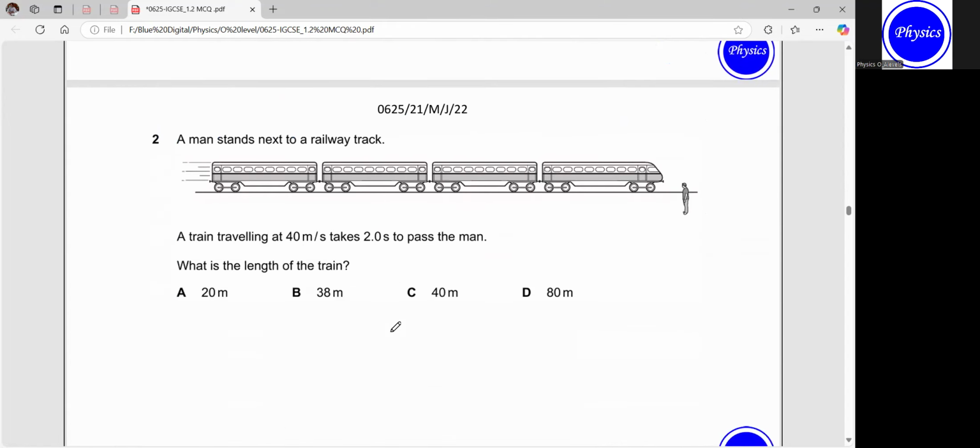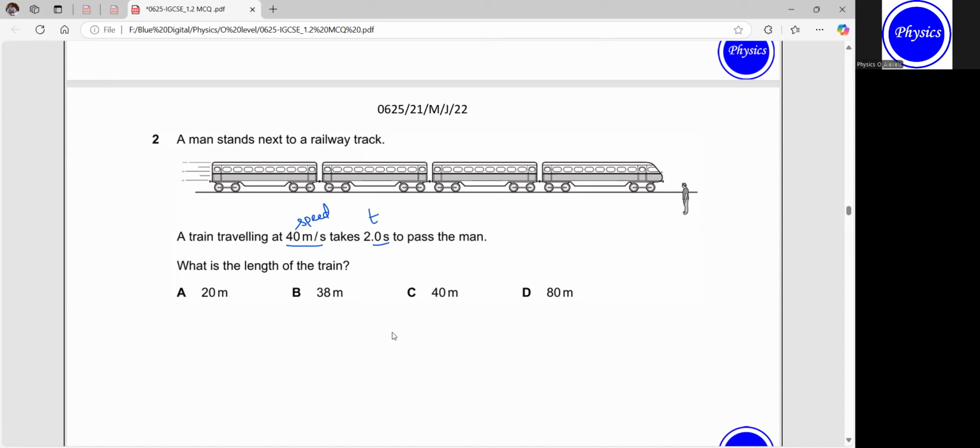A man stands next to a railway track. A train is traveling at 40 meters per second. This question has been repeated so many times, even from the early years, like 2004, 5, 6, something like that. I have seen this question even in old papers. So the speed is given and time is given. What is the length of the train?